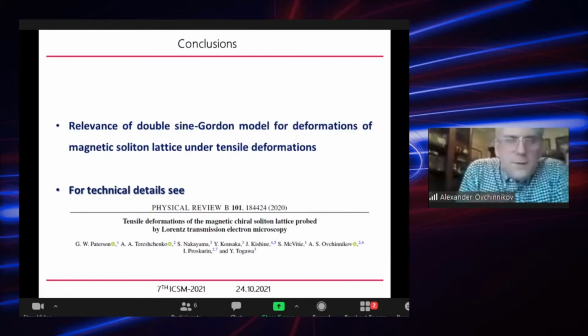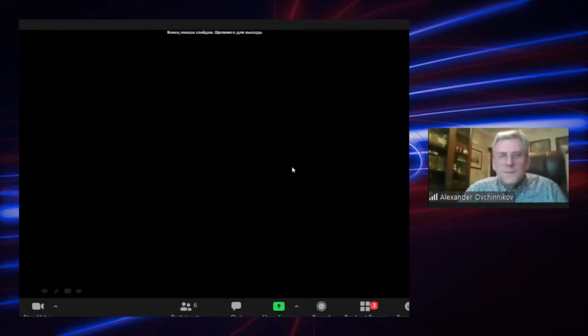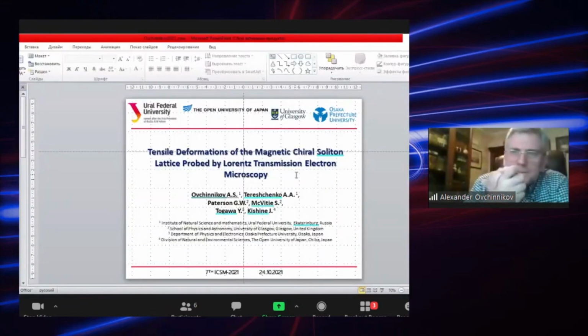And now I conclude my talk. It will be very short. We may conclude that the double sine-Gordon model is relevant for the description of the deformation of the magnetic soliton lattice subjected to tensile deformation. If somebody is interested, please see the technical details in our paper. And thank you for your attention.